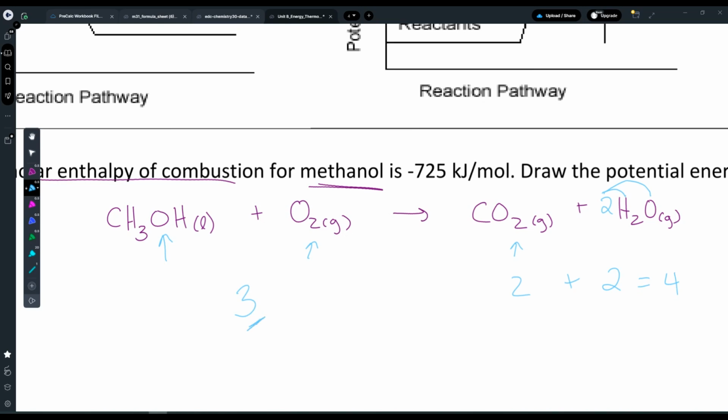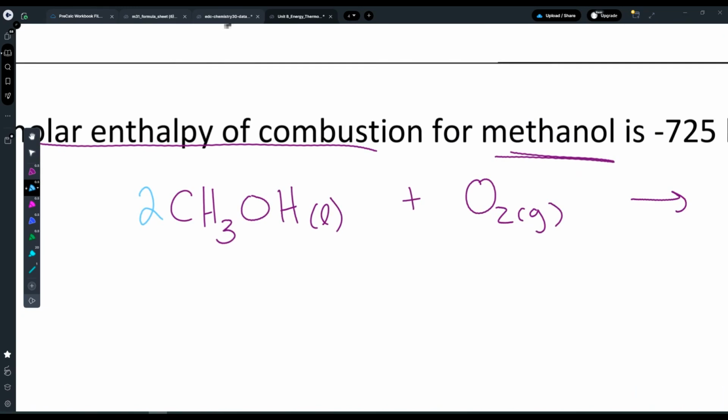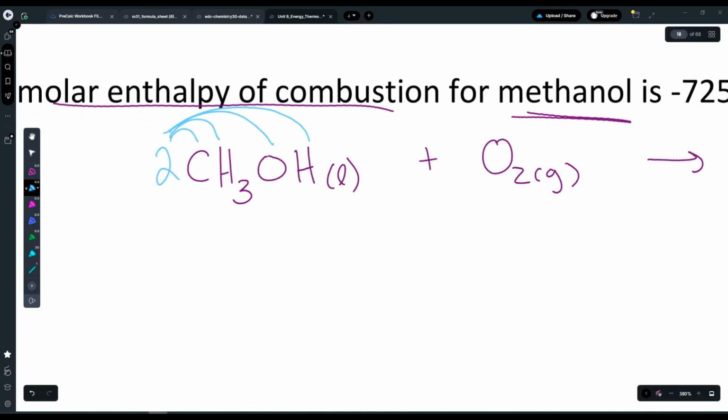Now, since there's a difference of 1 between our oxygens on our reactant side and our oxygens on our product side, I'm going to choose to increase the amount of oxygens by increasing the moles of methanol here. So I'm going to raise that to 2, which unfortunately is going to affect everything, so not just oxygens, but carbons and hydrogens as well. But that's okay, we'll figure it out. So that 2 affects our carbons, our hydrogens, and our oxygens.